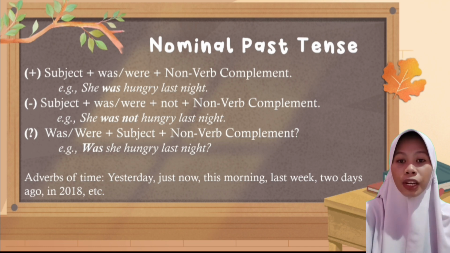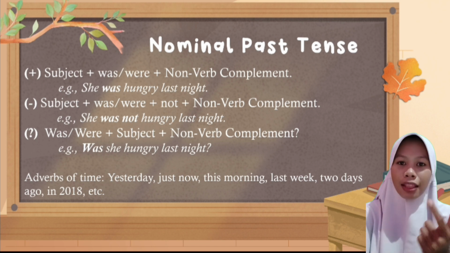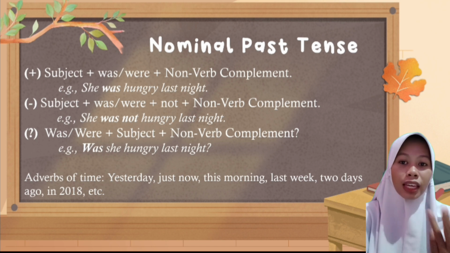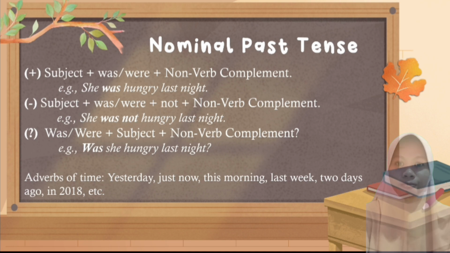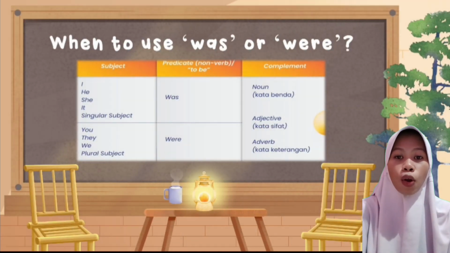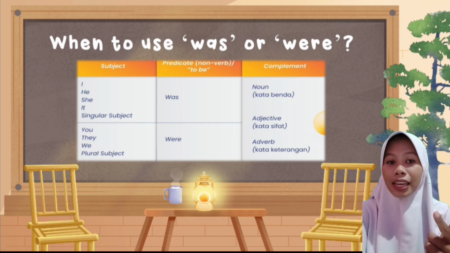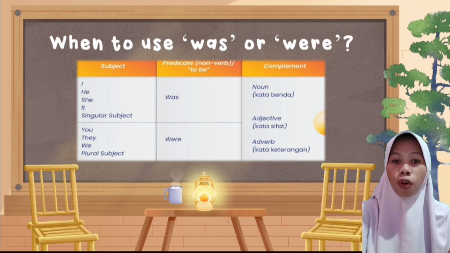Common time expressions used with the simple past tense include yesterday, last week, 2 days ago, in 2018. When to use was or were? Use was for singular subject like I, he, she, it. Use were for plural subject like you, we, they.